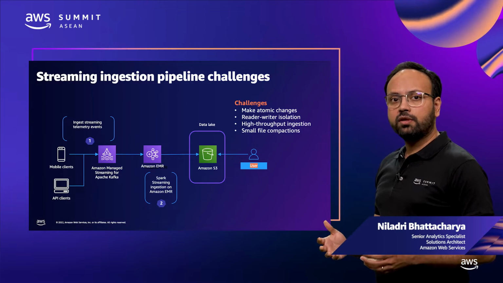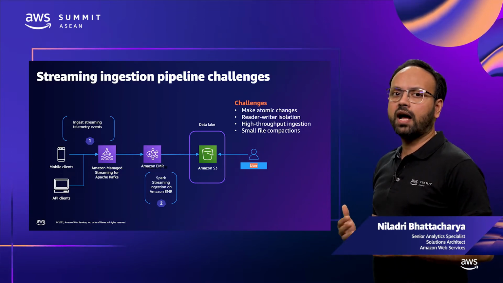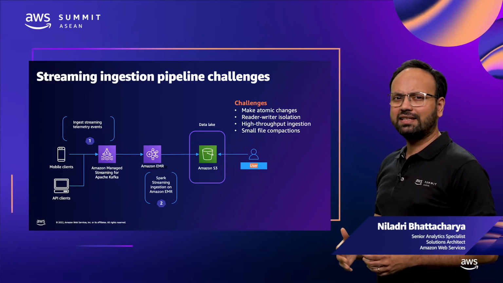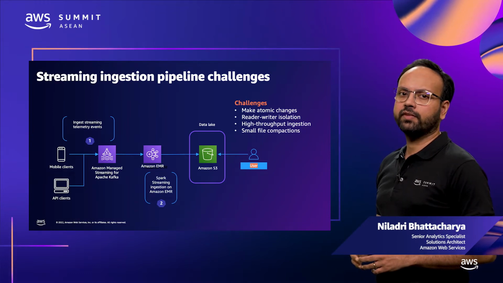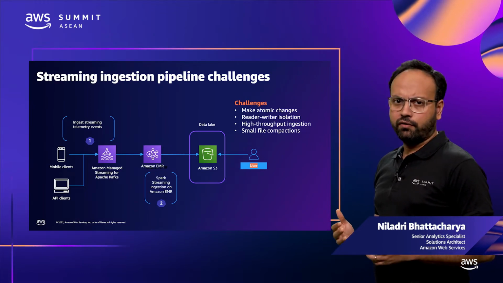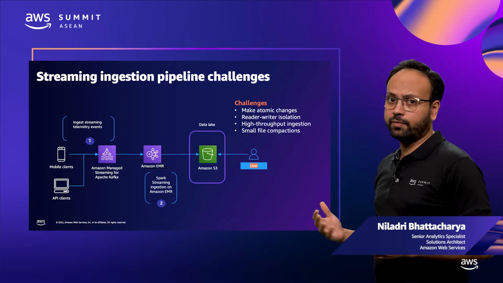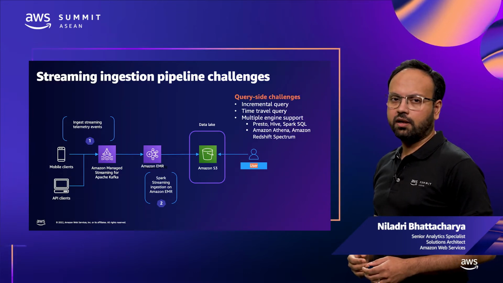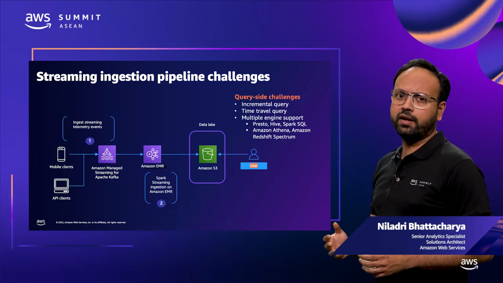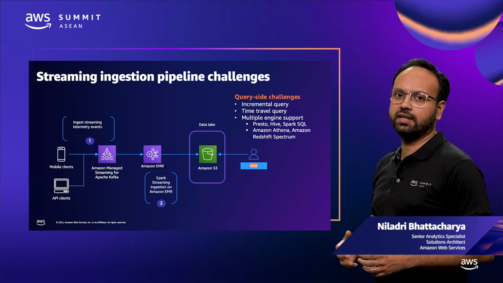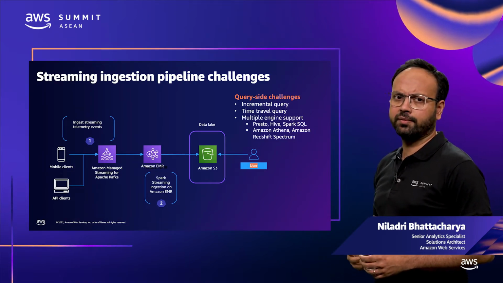Of course, in a streaming ingest pipeline, you would want to have the capability to perform high throughput ingestion and at the same time deal with small file problems. Traditionally, this meant running separate jobs to run compaction for better read performance. Now, on the read side, you would want to have features which let you query only the newly written data in a table, sometimes referred to as incremental query.